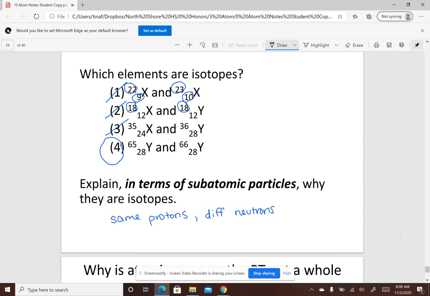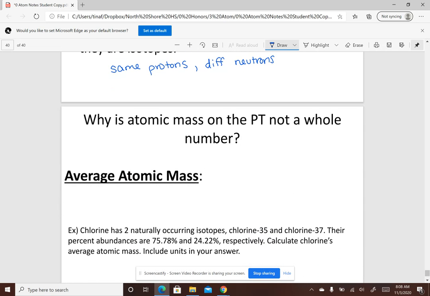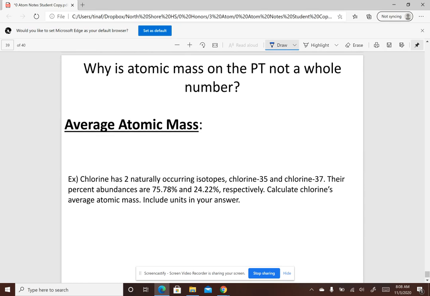Okay. All right. So guys, there's actually a difference between atomic mass, which is the number for the mass that's on the periodic table, and mass number. If I give you an atom and I ask you what the mass of the atom is, you would add up the protons and neutrons. You don't get a decimal for your answer, you get a whole number. So for example, like chlorine, if it has 17 protons and 18 neutrons, its mass number should be 35.